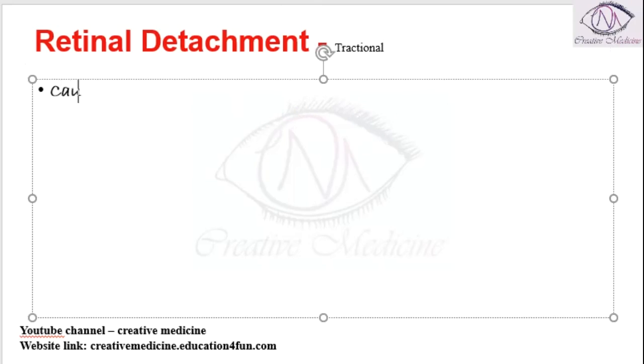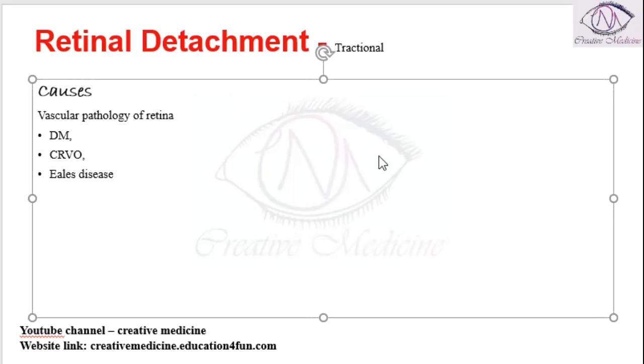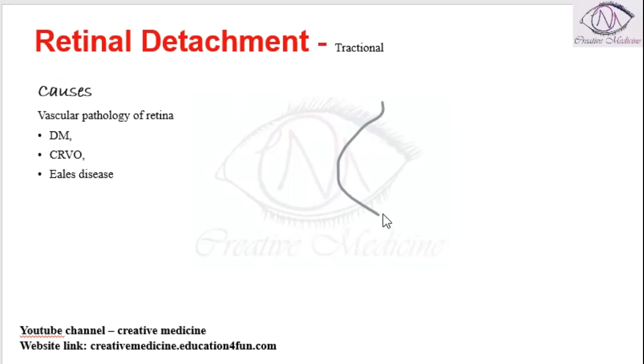First, the causes of tractional retinal detachment are vascular pathologies of the retina, especially diabetes mellitus, central retinal vein occlusion, and Eales disease. So, vascular pathologies of the retina like diabetes mellitus, central retinal vein occlusion, or Eales disease. Here, there is traction. The retina is pulled up due to these conditions.